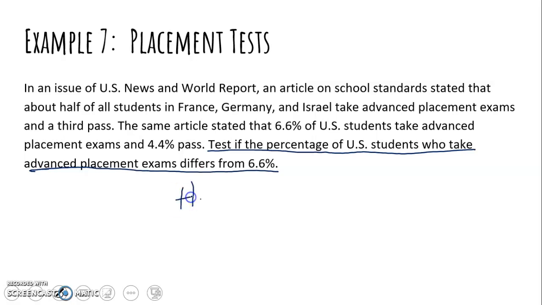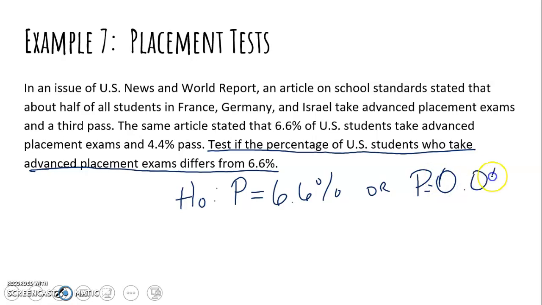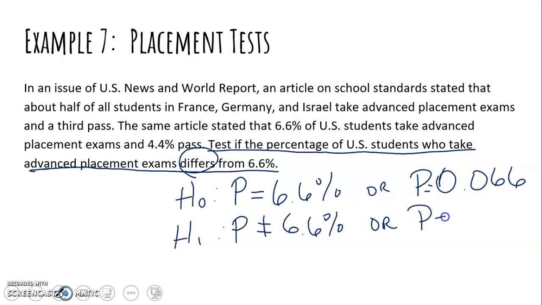Okay, for the null, we are testing percentages or proportions. So we're assuming that the percentage is 6.6%, or we can say 0.066. That's 6.6%. And the alternate statement is that it differs, so not equal to 6.6%. Again, if we write it as a decimal, you would say not equal to 0.066.